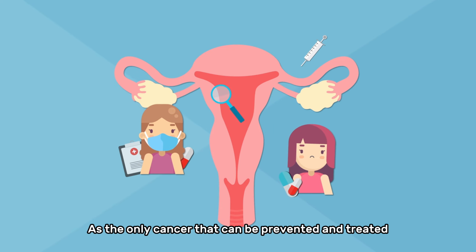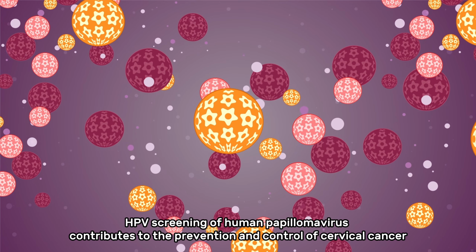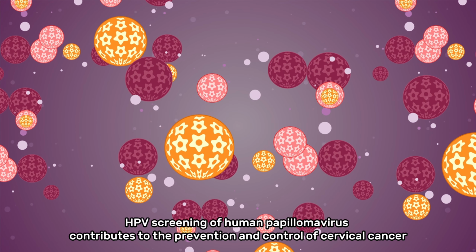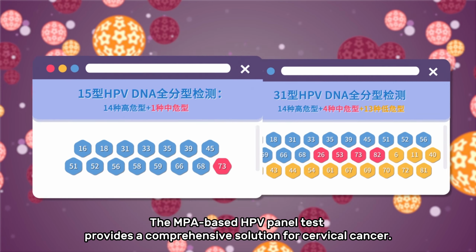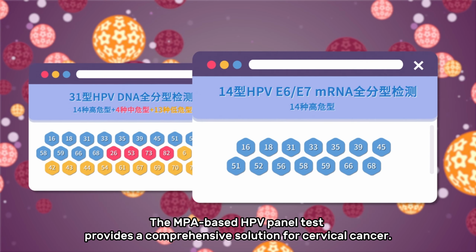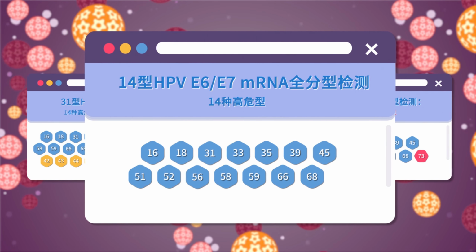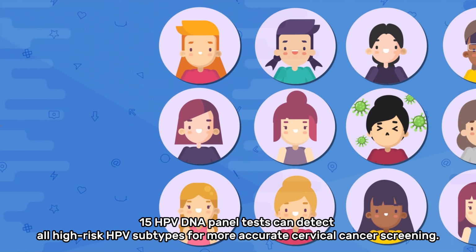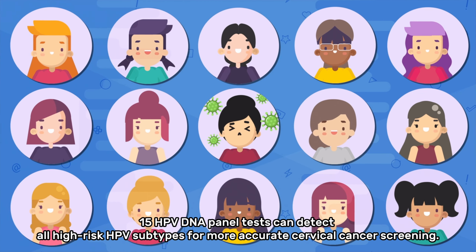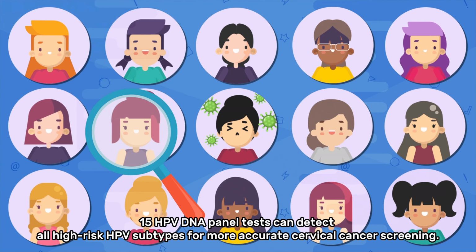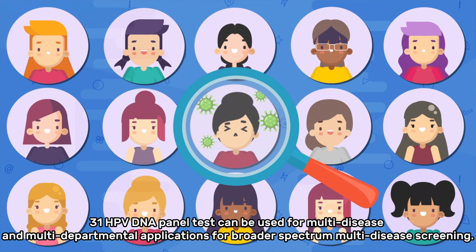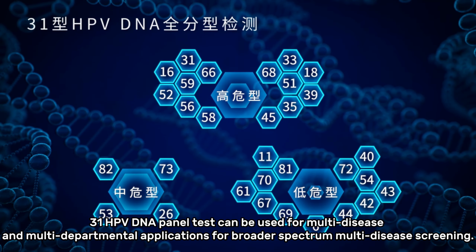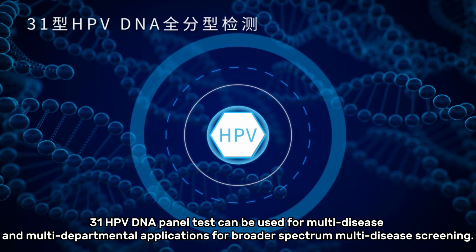As the only cancer that can be prevented and treated, HPV screening of human papillomavirus contributes to the prevention and control of cervical cancer. The MPA-based HPV panel test provides a comprehensive solution for cervical cancer. The 15 HPV DNA panel test can detect all high-risk HPV subtypes for more accurate cervical cancer screening. The 31 HPV DNA panel test can be used for multi-disease and multi-departmental application, for broader-spectrum multi-disease screening.